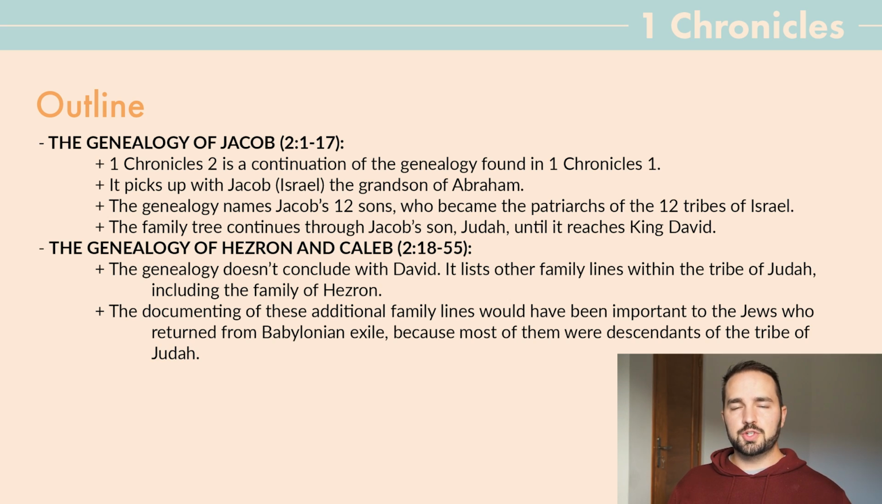Now section number 2, verses 18 through 55, the genealogy of Hezron and Caleb. So the genealogy doesn't end with David. There are some other family lines within the tribe of Judah that are recorded, including this one of this man named Hezron. Now, the documenting of these additional families would have been important to the people of Judah who were returning from the Babylonian exile.